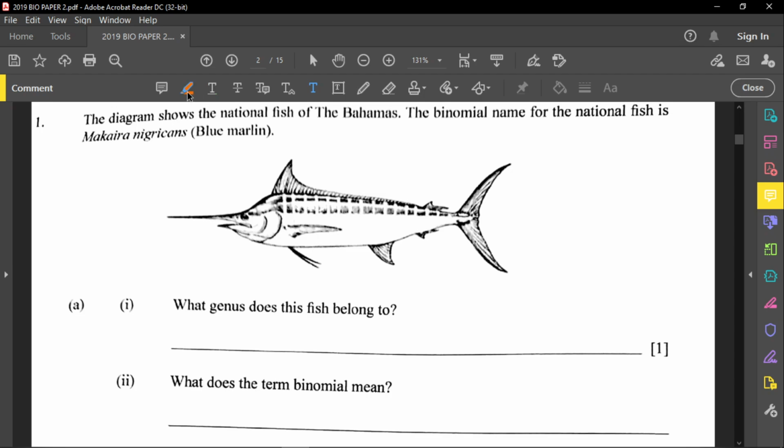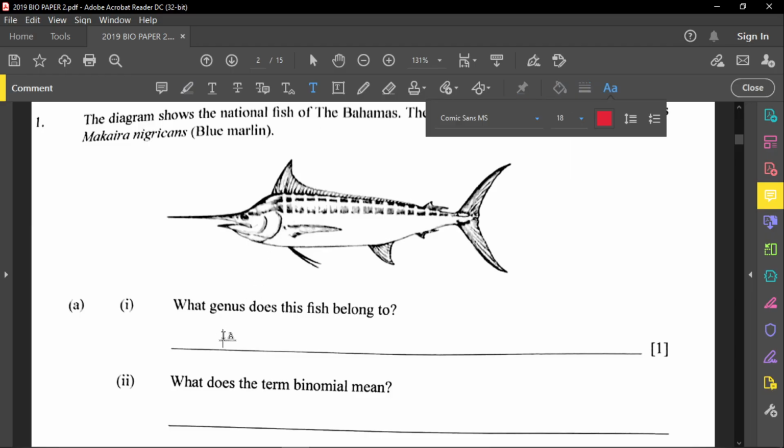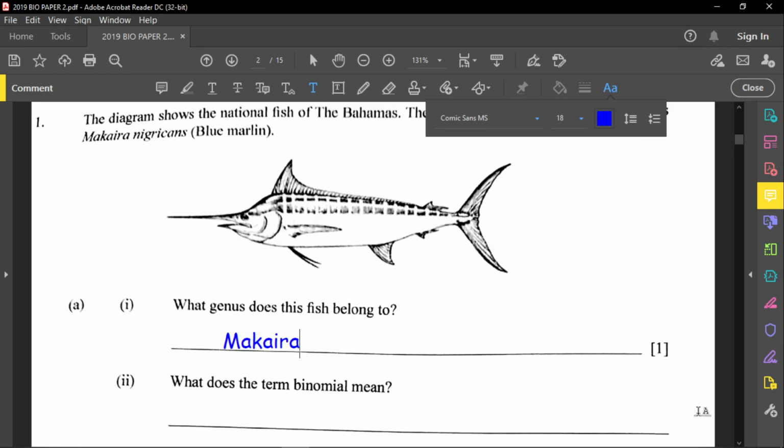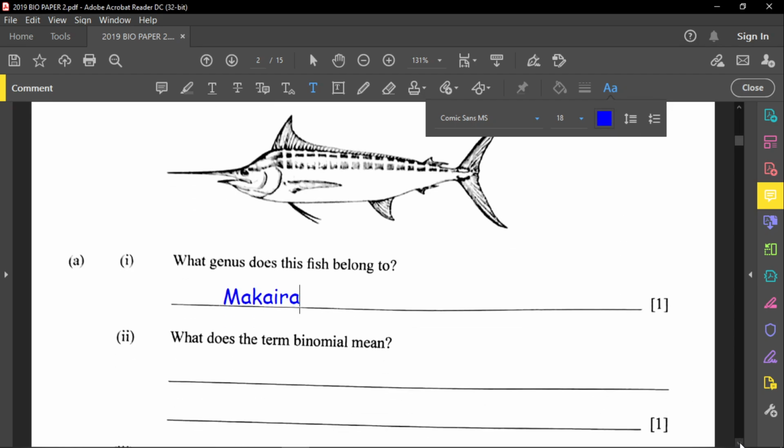Now always remember that the scientific name or the binomial name contains two names, the genus and the species. So the genus is the first part of the name, and starts with an uppercase letter. And so let's write in our genus right here, which is Makaira, the name for the blue marlin, which is a genus.